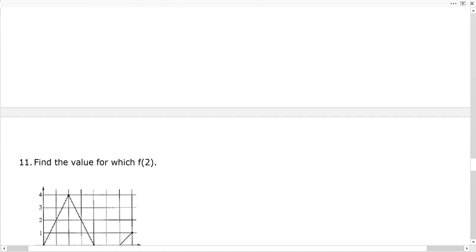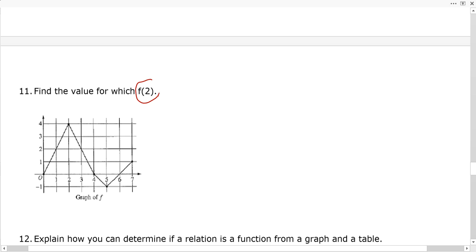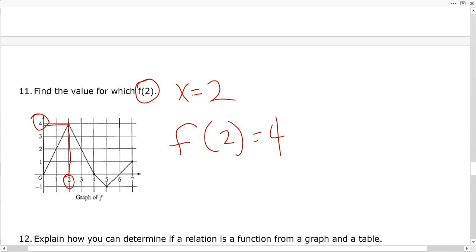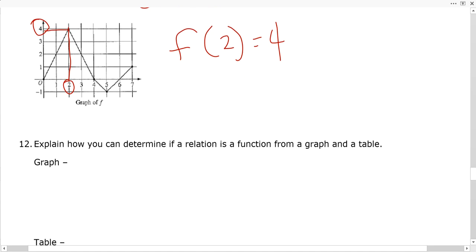Number 11. Remember again that this means x equals 2, not y. So go over to our graph at 2, go up to the line, go over. So f at 2 equals 4. Pretty easy.